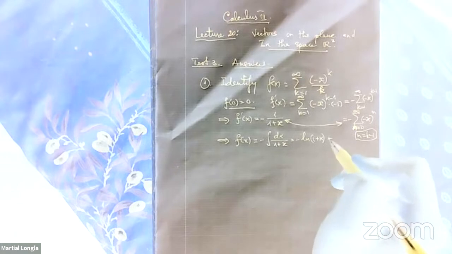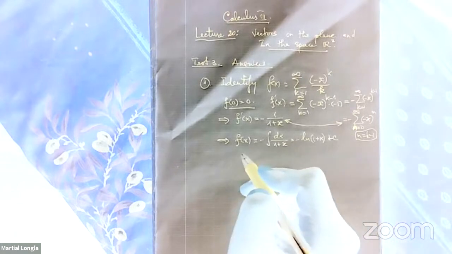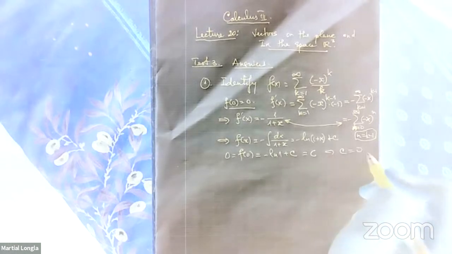Therefore, you can integrate now, and f of x is negative the integral of dx over 1 plus x, which is negative natural log of 1 plus x, plus a constant. f of 0 is equal to negative natural log of 1, plus c, which is c, and f of 0 is 0, so c equals 0. So the function in this case is nothing but negative natural log of 1 plus x.